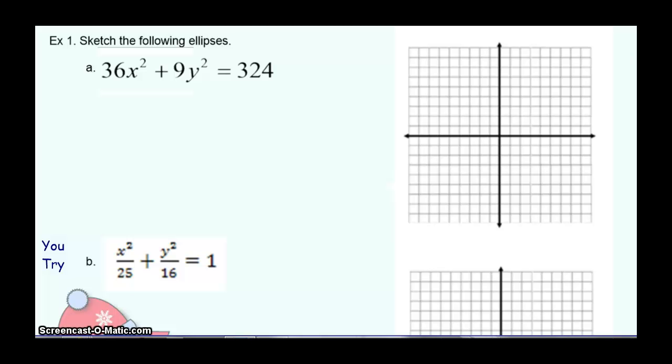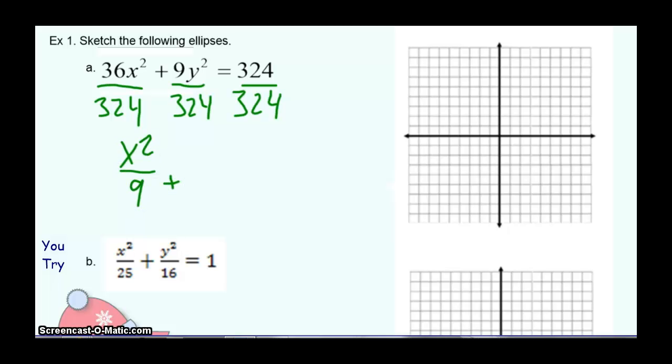It says to sketch the ellipse. In your equations, you noticed that ellipses are always equal to 1. So we need to divide everything by 324 to get a 1 on the other side. Whenever it says to write an equation, get it equal to 1. In my calculator, I'm going to divide 36 by 324. I get 1/9, which means it's x squared over 9. Then I do the same thing: 9 divided by 324 is 1 over 36, so it's y squared over 36, and that equals 1.